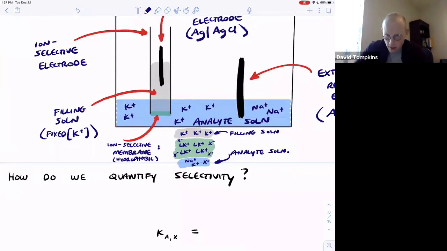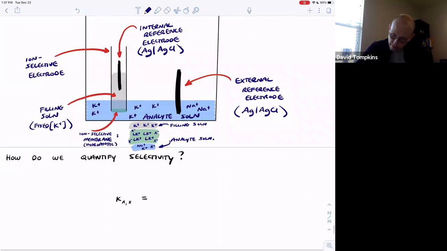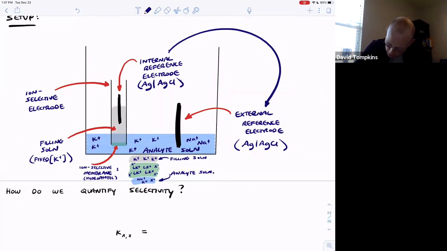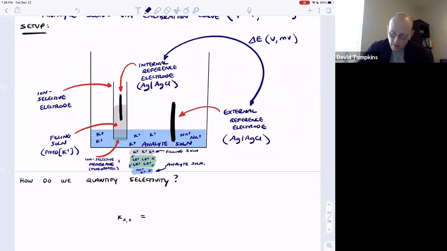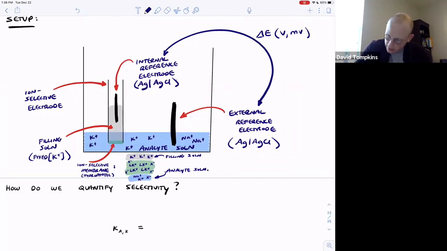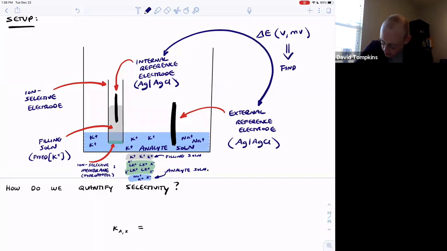The concentration of the analyte potassium in this analyte solution will change depending on how many of the potassium ions are able to migrate and be transported into the ion-selective membrane. And the difference in potential, delta E, is measured in volts or millivolts. That potential will change depending on the relative concentrations of potassium in the analyte solution and in the membrane layer. From that potential difference, we can then find the unknown concentration of potassium via calibration curve.